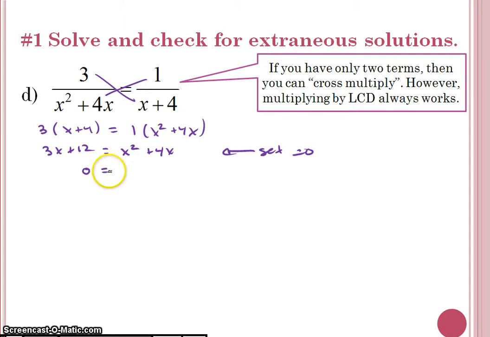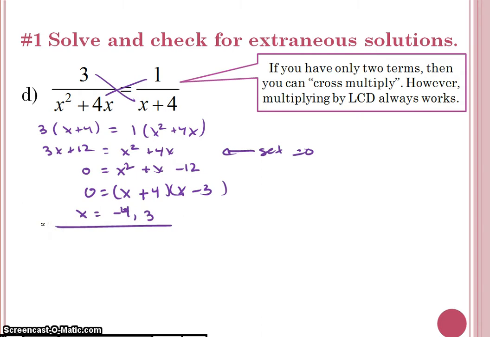So I have 0 equals x squared. When I subtract 3x over, I get plus x. Subtract 12 over, get minus 12. So I'm going to factor this, and I get x plus 4, x minus 3, and I double check it, and it does in fact factor correctly. So I get x equals negative 4 and positive 3. Those are my two solutions.